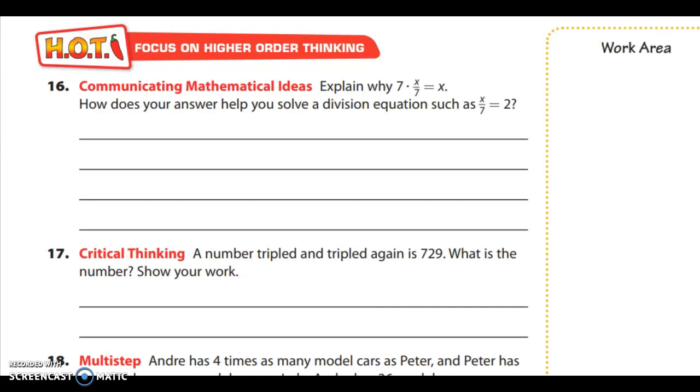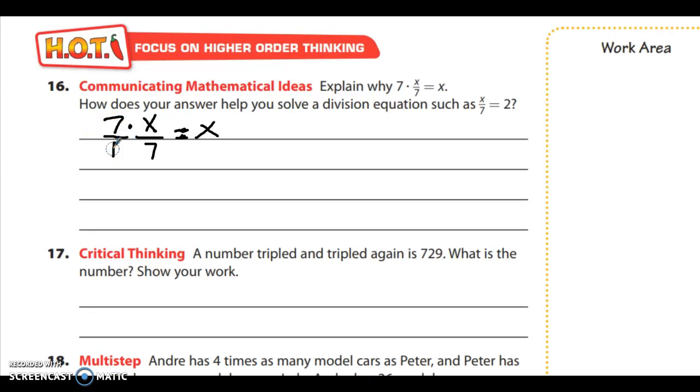So what I'm going to do is show you exactly what the textbook is trying to accomplish. So I'm going to put 7 times, and then they have it modeled this way, x over 7, and that's going to be equal to x. And it says explain why. So let's go back and think about when we multiply fractions. When we multiply fractions, this term right here is a fraction, but this one's not. So what we could do to make it a fraction is we simply make it over 1.